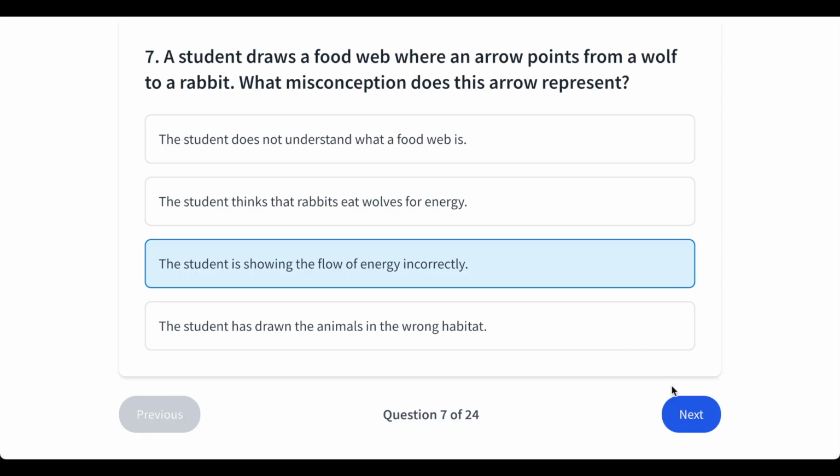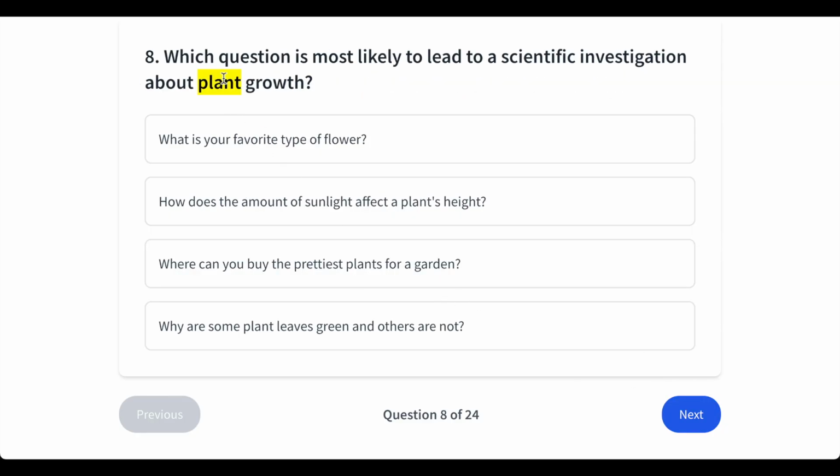All right, moving on to question number 8. This one asks, which question is most likely to lead to a scientific investigation about plant growth? Option B is best here because it poses a testable question with a clear independent variable. That would be the sunlight right here, and then measuring a dependent variable, which is the height.